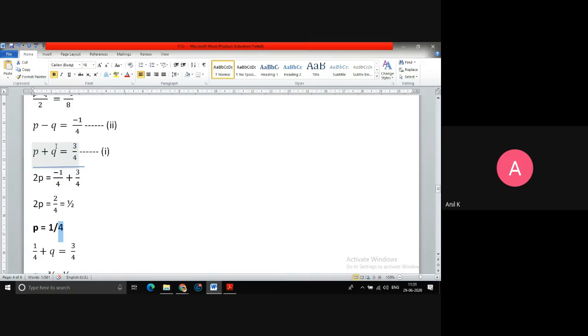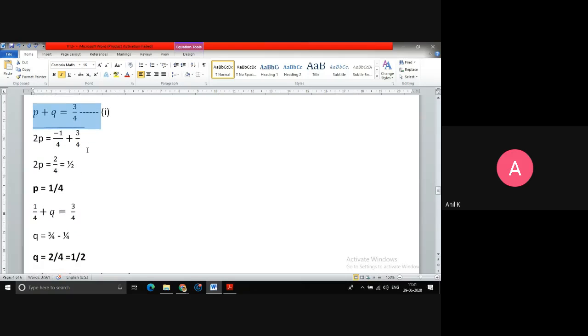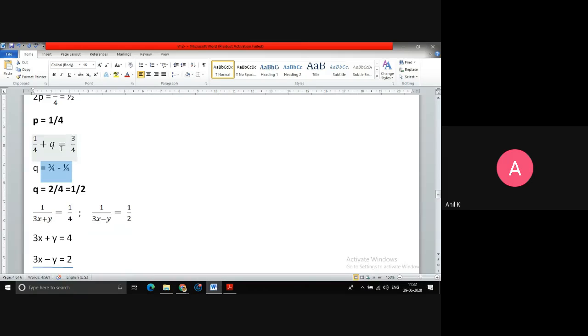Substitute p value either in 1 or 2. So I am substituting p value in equation number 1. So p value is 1 by 4 plus q equals 3 by 4. Then q equals, send this plus 1 by 4 to the right hand side, so it will become minus 1 by 4. So it will be 3 by 4 minus 1 by 4. Again LCM is 4. I'll get 3 minus 1, which is 2. So 2 by 4, which will be same as 1 by 2. So I got p value is 1 by 4. Q value is 1 by 2.